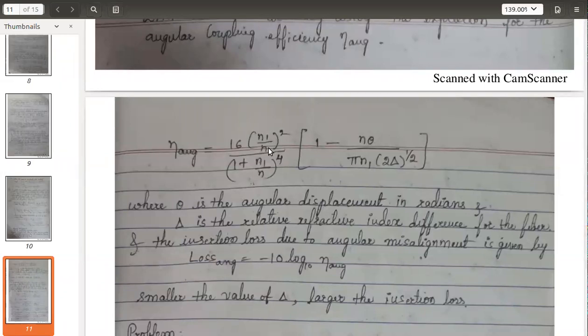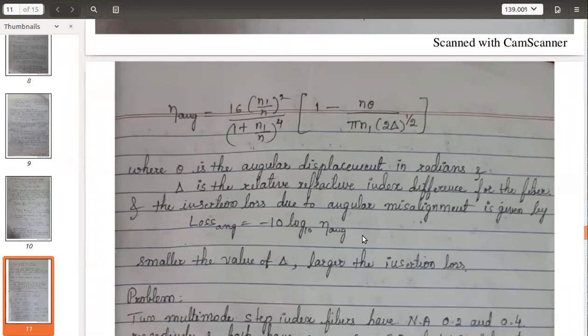जो दो ऑप्टिकल फाइबर जब आप ज्वाइन करोगे, in between whatever the medium exists, that medium is this n. So I have given it here, and if this coupling efficiency is known to you, you can find the loss. Loss is minus 10 log to the base 10 of this efficiency. Earlier also we have used this equation, loss.